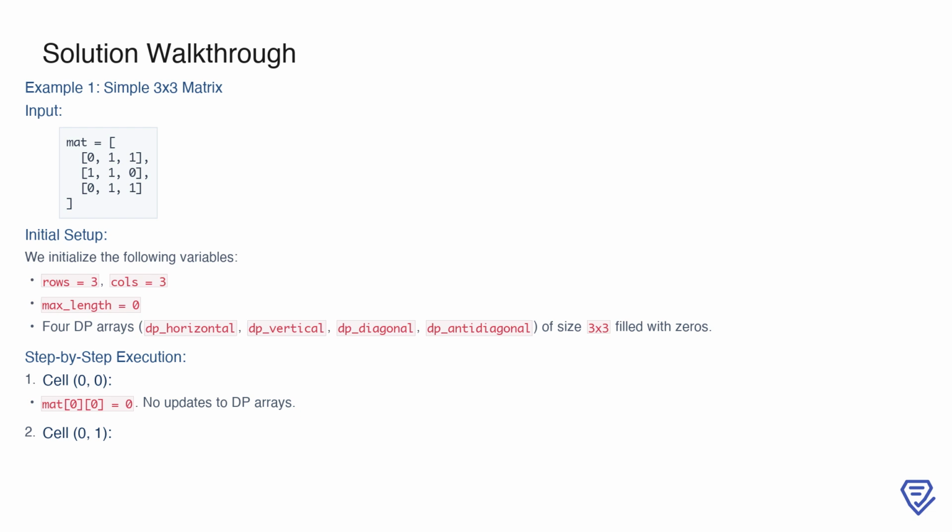Additionally, we prepare four dynamic programming arrays: dp_horizontal, dp_vertical, dp_diagonal, and dp_antidiagonal. Each of these arrays is a 3x3 matrix filled with zeros, and they will help us track the lengths of consecutive ones in their respective directions. Now, we start processing the matrix cell by cell. For the first cell, 0, 0, the value is 0, so no updates are made to the dp arrays. Moving to cell 0, 1, we see the value is 1, which means we'll begin updating our arrays to reflect the start of a consecutive sequence.